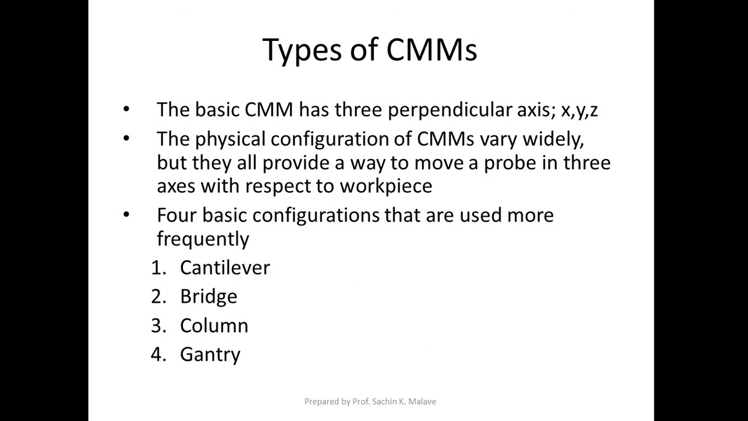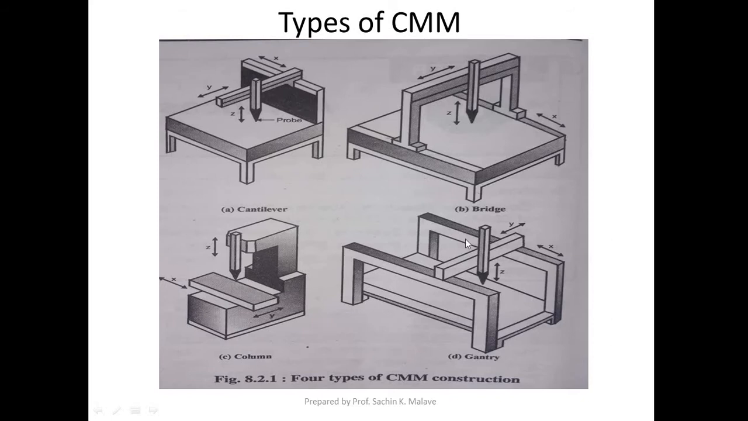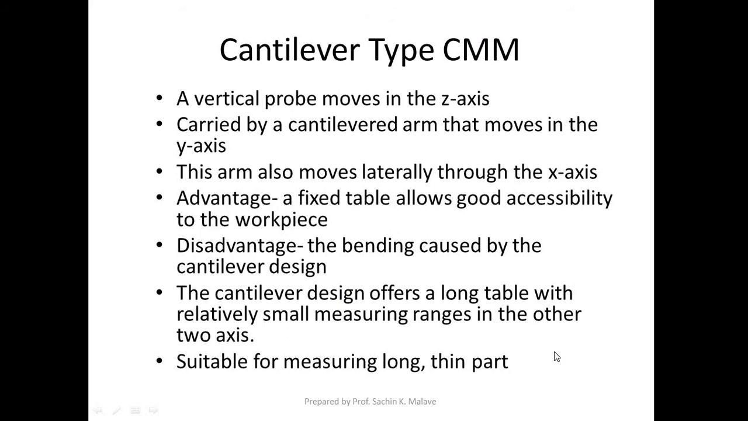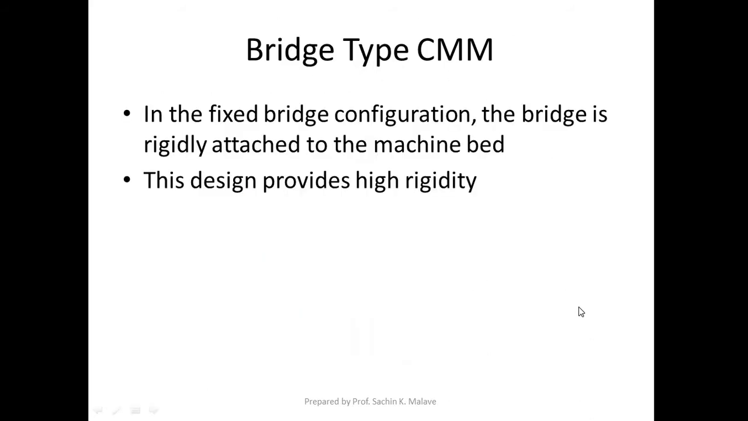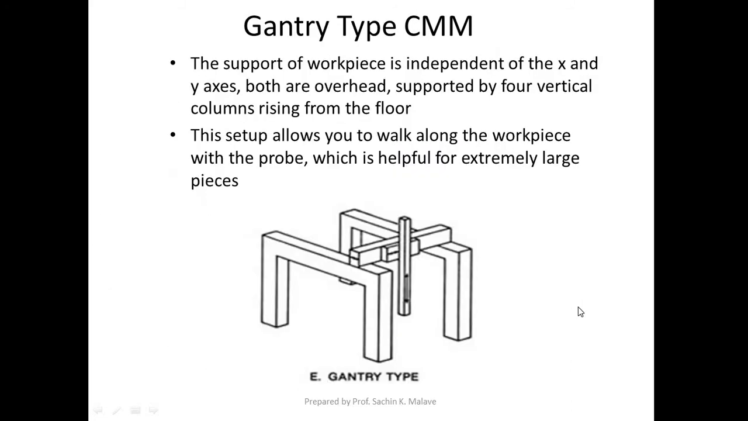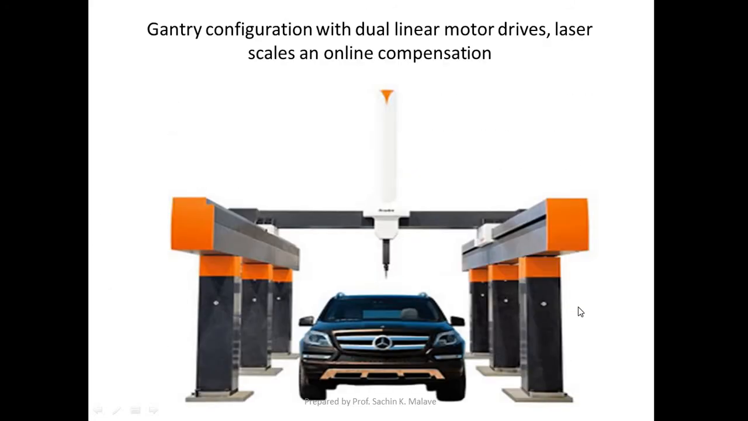After that we went through the different types of CMMs. Four types of CMMs are there: cantilever type CMM, bridge type CMM, column type CMM, and gantry type CMM. We discussed all these CMMs in detail. Basically the measurement is taken by moving the probe in all 3 directions. So this is the probe. In each case, how the movement of the probe takes place, we discussed.